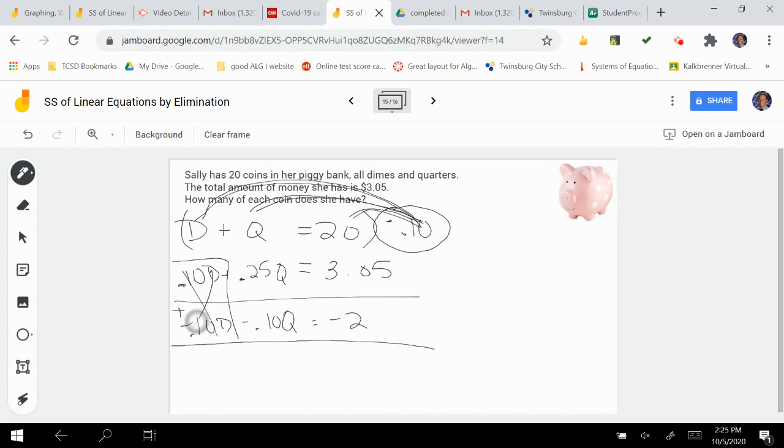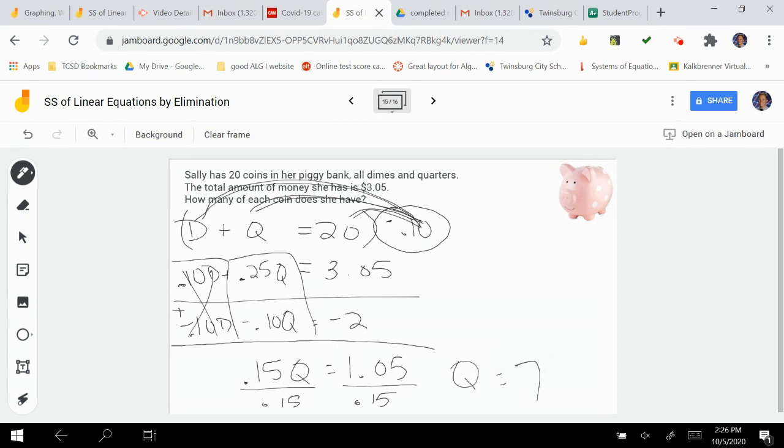This eliminates here. I get 0.10D plus negative 0.10D, getting a 0. I have 0.25Q minus 0.10Q, so that's going to give me positive 0.15Q. And then 3.05 minus $2, I get $1.05 left over. How do I get Q by itself? Divide by 0.15. And then 1.05 divided by 0.15 gets us 7 quarters.